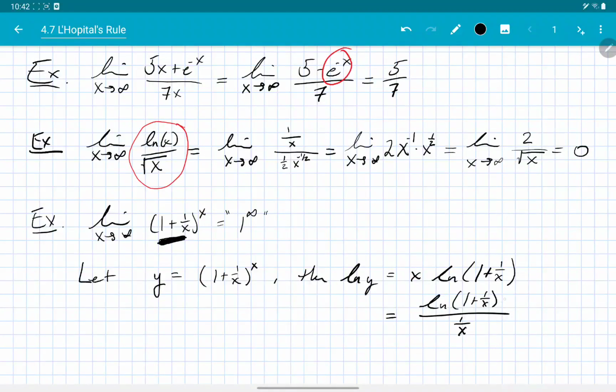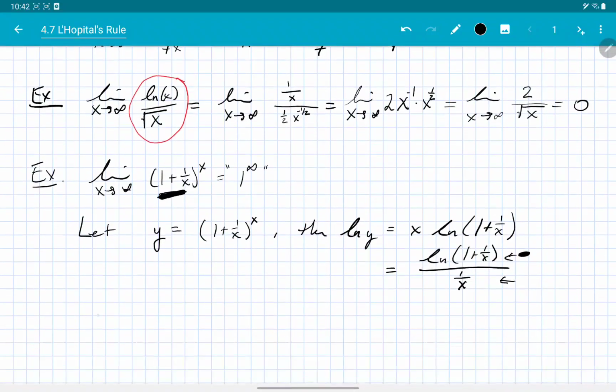Because now, when you let x go to infinity, the numerator here goes to 1 plus 0, so natural log of 1 is 0. The denominator, as x goes to infinity, goes to 0. So this is 0 over 0. This is a rule 2 situation. So what is the limit as x goes to infinity of natural log 1 plus 1 over x divided by 1 over x? Well, to do this, we apply L'Hopital's rule.